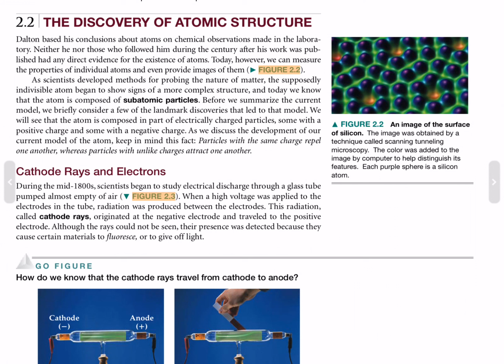We'll see that the atom is composed, in part, of electrically charged particles, some with a positive charge and some with a negative charge. As we discuss the development of our current model of the atom, keep in mind this fact: particles with the same charge repel each other, whereas particles with unlike charges attract one another.